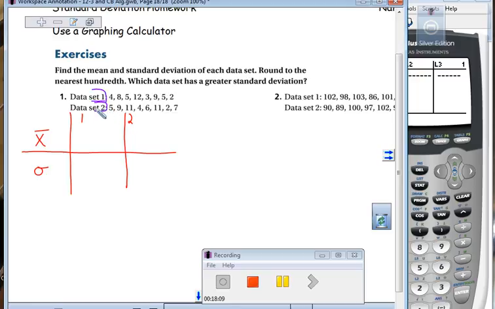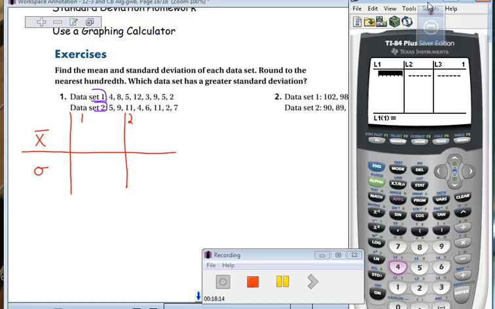So on my calculator, I have 4, 8, 5, 12, 3, 9, 5, 2. So I should have 8 numbers. Go over to list 2, 5, 9, 11, 4, 6, 11, 2, 7. So again, 8 numbers in my list.